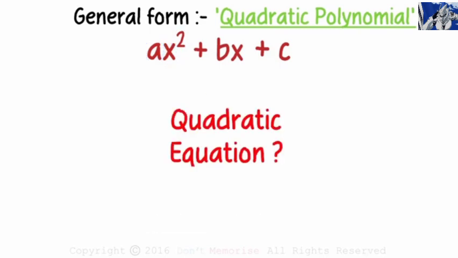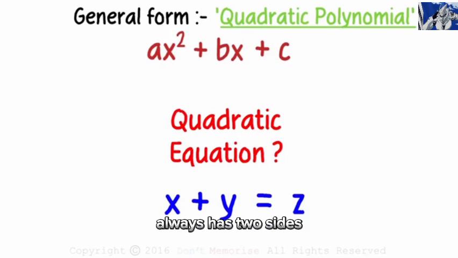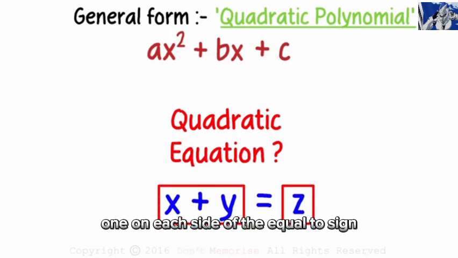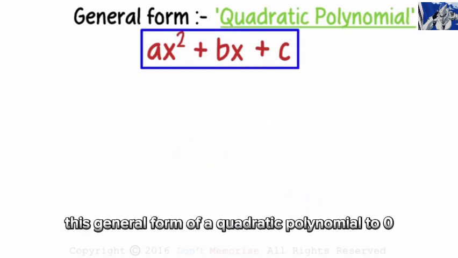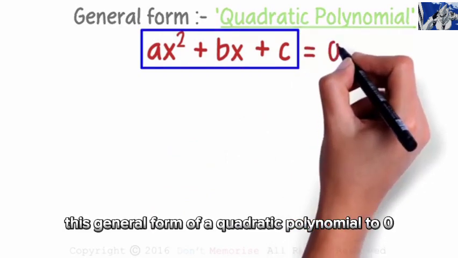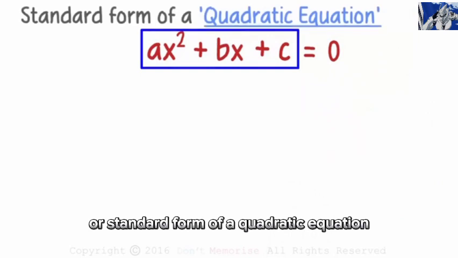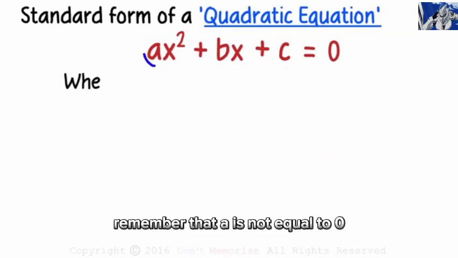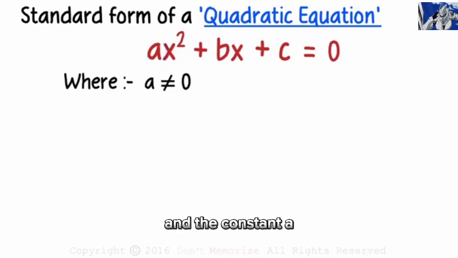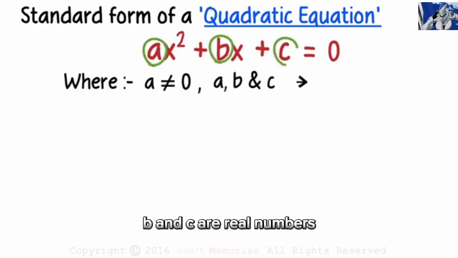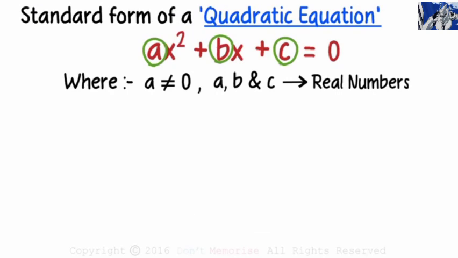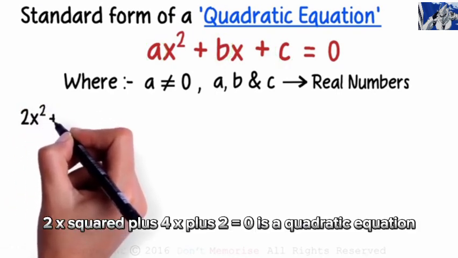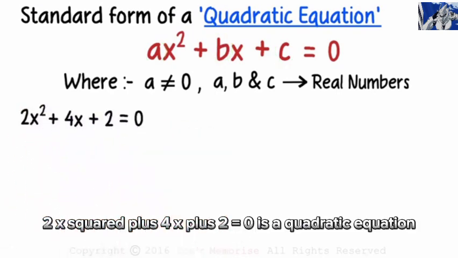An equation, as we know, always has two sides, one on each side of the equal to sign. When we equate the general form of a quadratic polynomial to 0, we get the general or standard form of a quadratic equation. Remember that a is not equal to 0, but the constants a, b, and c are real numbers. For instance, 2x squared plus 4x plus 2 equals 0 is a quadratic equation.